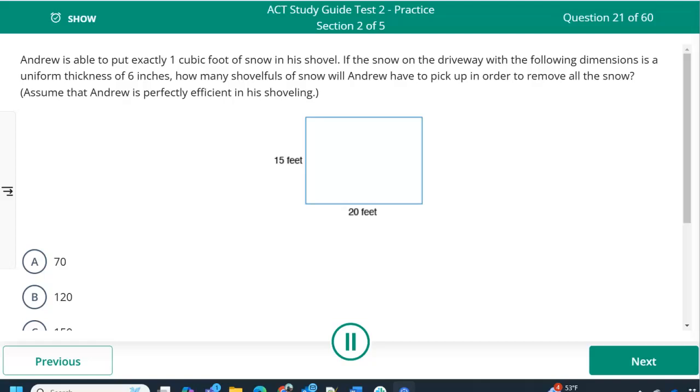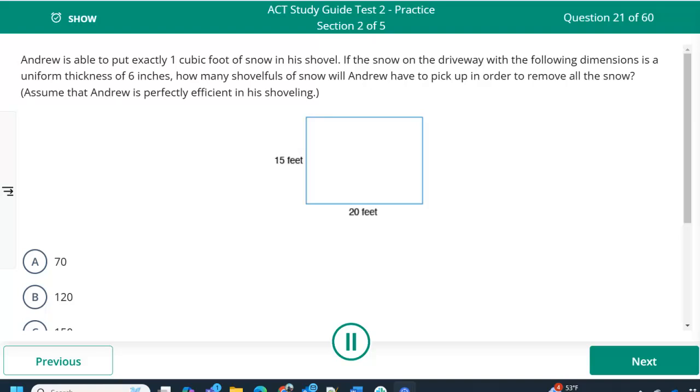Andrew is able to put exactly 1 cubic foot of snow in his shovel. If the snow on the driveway with the following dimensions is a uniform thickness of 6 inches, how many shovelfuls of snow will Andrew have to pick up in order to remove all the snow? Assume that Andrew is perfectly efficient in his shoveling. All right, so he can pick up 1 cubic foot of snow. So really the question is, how many cubic feet of snow are on the driveway?